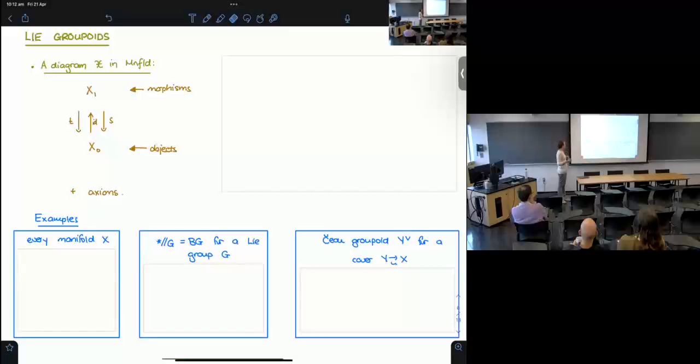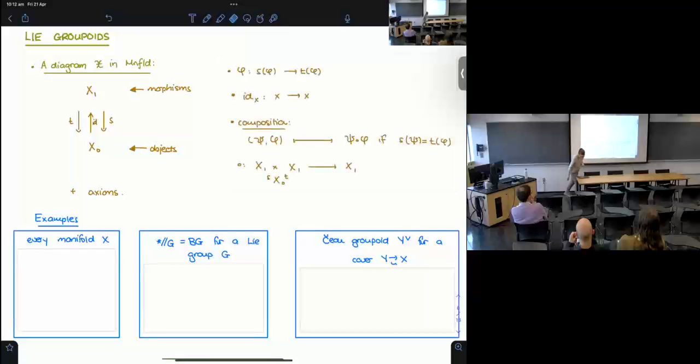Yeah, what's a Lie groupoid? So it's a diagram in manifolds. I have two manifolds. X0 is the objects, X1 is the morphisms, and I have maps between them. So if X1 is the morphisms, I should have source and target maps. And if X0 is the objects, I should have an identity for every object. And then I think about phi in X1 as being a map from its source to its target. For every object, I have the identity.